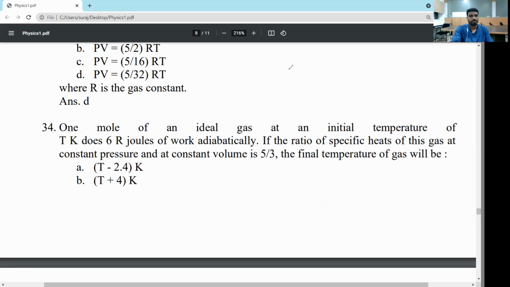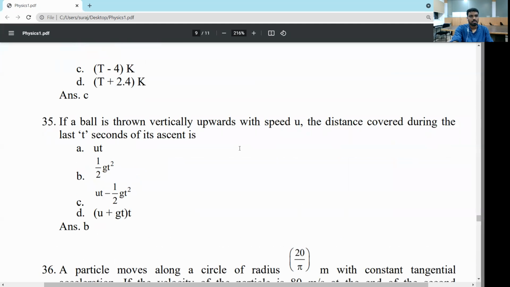Question number 35. If a ball is thrown vertically upwards with speed u, the distance covered during the last t seconds of an ascent is half g t square. Last t seconds, right? You can take the same last t seconds, same distance traveled from top to this same distance. So initial velocity you can consider 0. So it becomes half g t square.